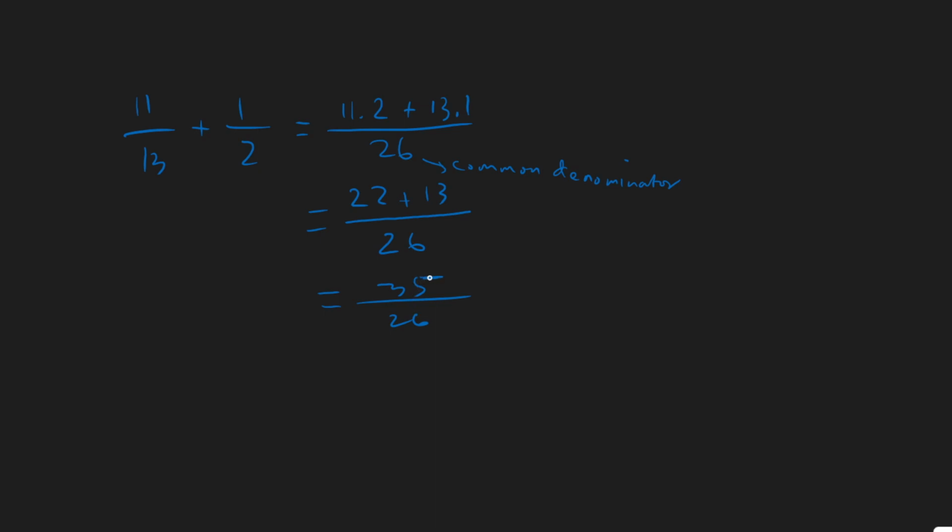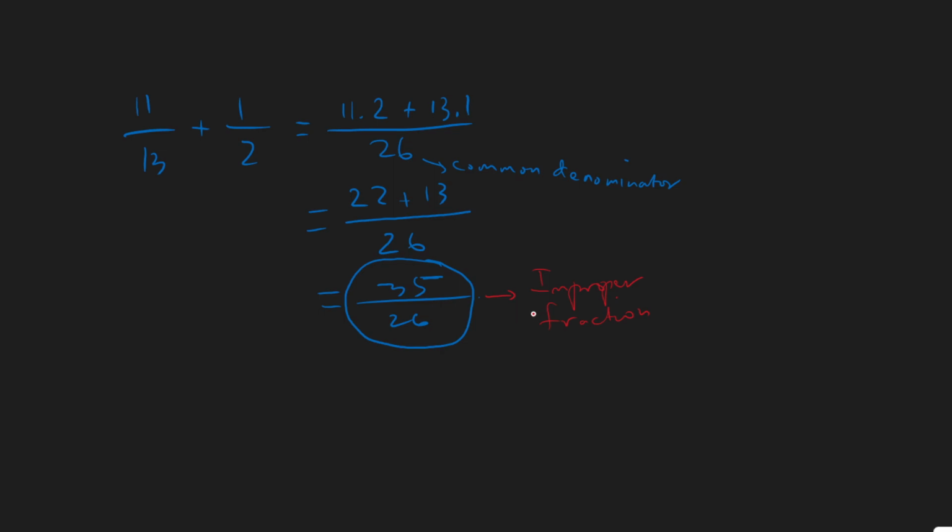The answer is 35 over 26. And I want you to ponder on this one here. 35 over 26 is called an improper fraction. This is called an improper fraction. It all depends on how your teacher or you want to get the answer, but 35 over 26 is called an improper fraction.